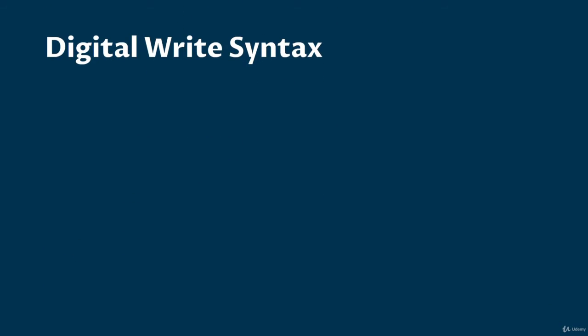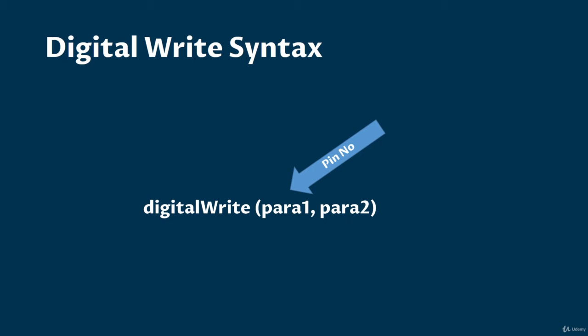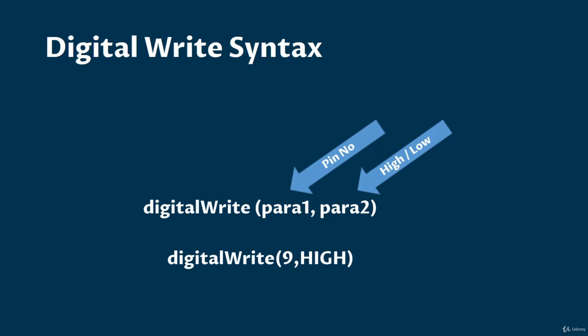We write digitalWrite as digitalWrite, W is in caps, within brackets parameter 1 and parameter 2, comma separated. Now parameter 1 is the pin number, same as pinMode. Parameter 2 is the value you want to write. Now see how we write it, the syntax, taking the same example, 9 as output. digitalWrite within brackets 9, comma, HIGH. HIGH is all in caps. When this function gets executed, then pin 9 will give us a straight 5 volts at output.